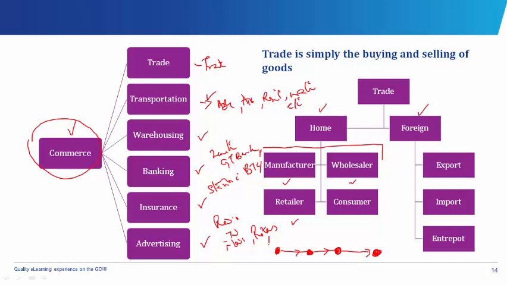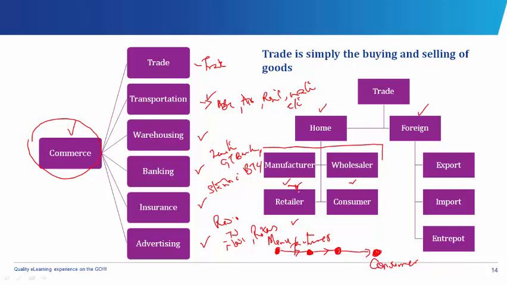So the process starts with the manufacturer and ends when the product gets to the consumer. If the product does not get to the consumer, then the process is not complete. The aim of manufacturing, in fact the aim of commerce, is to get the product down to the final user, which is the consumer. Now a point that we must note is that retailers can also be divided into 2. You have large and small retailers.